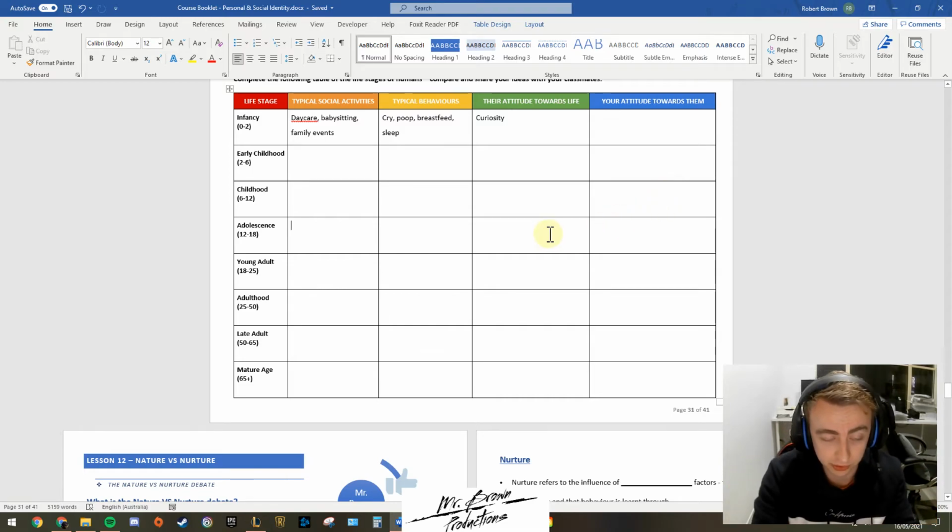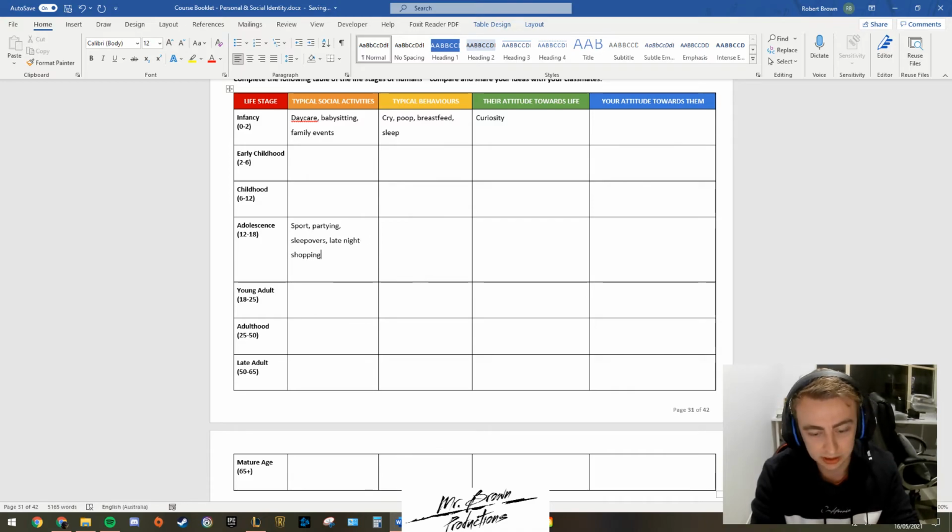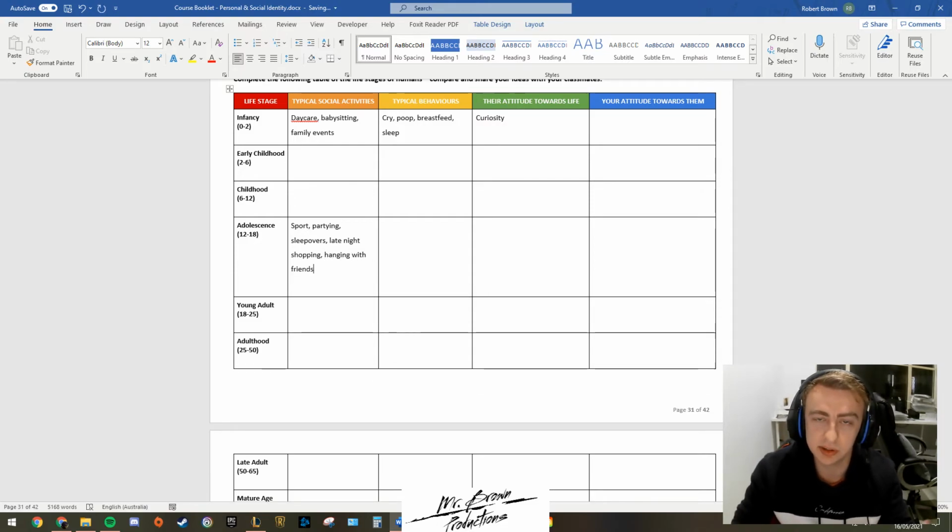So some typical social activities of adolescence could be sport on the weekends, partying with friends. You might have sleepovers, late night shopping. I don't know if you guys still do that. Hanging with friends, whatever it is. What are the typical social activities you think of adolescents?